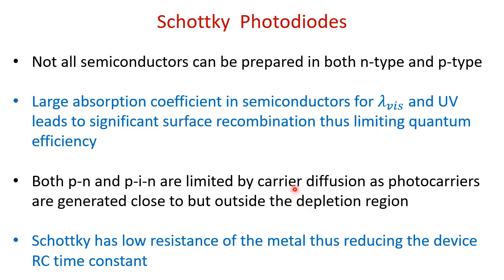And you know that on the metal side, certainly once you connect it to an external potential, the electrons will quickly go across without much resistance and so on. So the Schottky also has a low resistance on the metal side, thus again reducing the RC time constant. Not just that, what people do is also decrease the surface area of the Schottky. That is, the metal patch is extremely small, so that again reduces the RC time constant associated with the Schottky device.